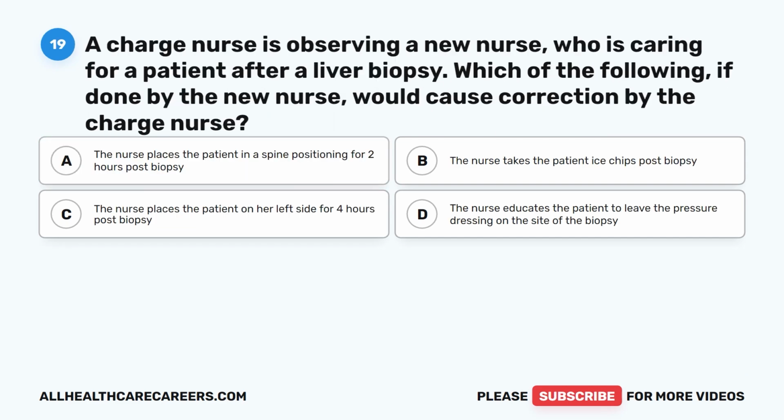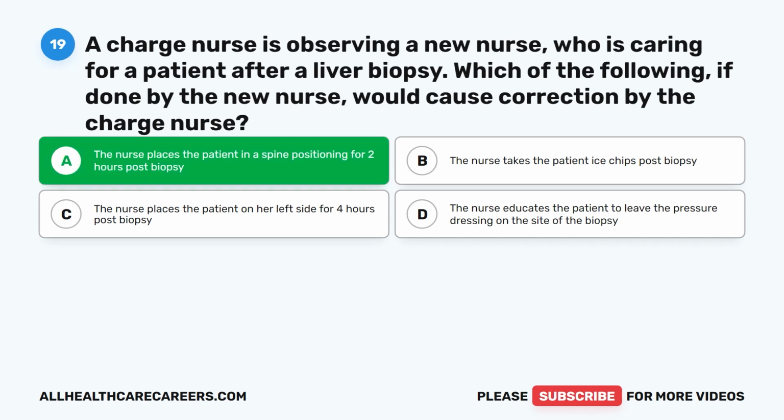Question 19. A charge nurse is observing a new nurse who is caring for a patient after a liver biopsy. Which of the following, if done by the new nurse, would cause correction by the charge nurse? A. The nurse places the patient in a supine positioning for 2 hours post-biopsy. B. The nurse takes the patient ice chips post-biopsy. C. The nurse places the patient on her left side for 4 hours post-biopsy. D. The nurse educates the patient to leave the pressure dressing on the site of the biopsy.